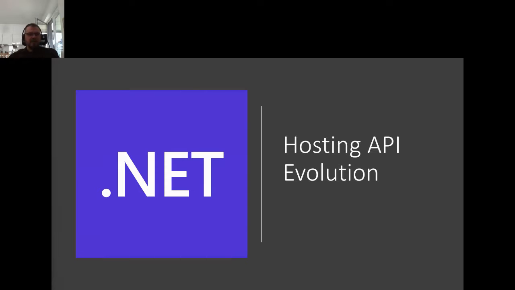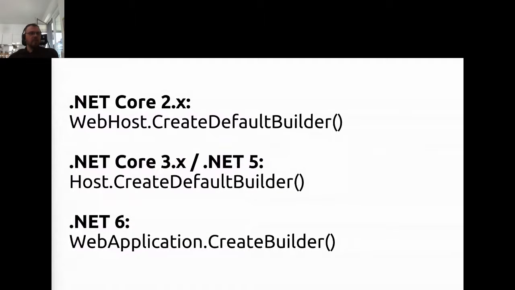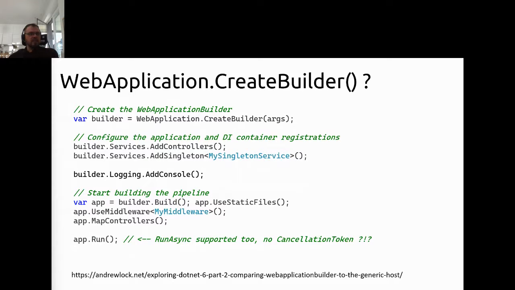The hosting API has been evolving for a while. In .NET Core 2.x, we used to have WebHost.CreateDefaultBuilder. In .NET Core 3 and .NET 5, Microsoft created a generic host. And in .NET 6, we have this new WebApplication.CreateBuilder. Like we've mentioned before, initially we create the web application builder, perform application and DI registrations, build the app and compose the pipeline, and finally run it.